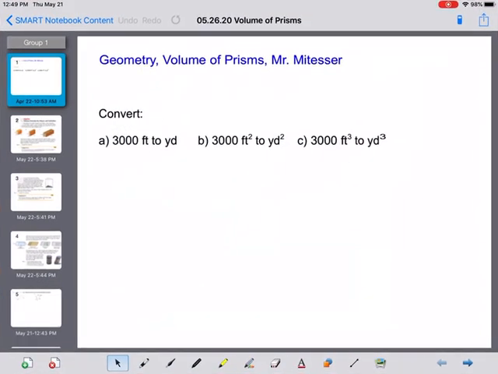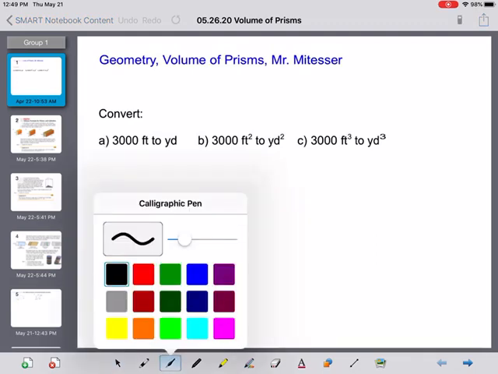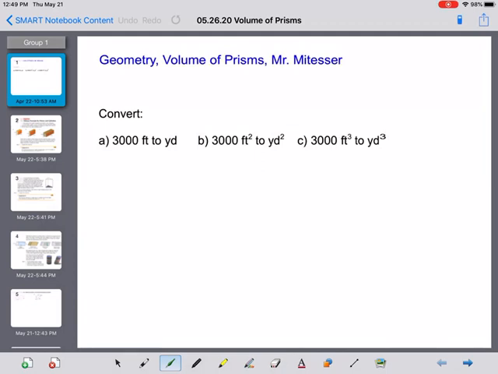Hello. Today we're going to start volume, and we're going to calculate volume of just prisms because prisms have a specific formula, and then pyramids will have another formula, which you will see tomorrow. So first, let's just talk about converting units of area and volume.